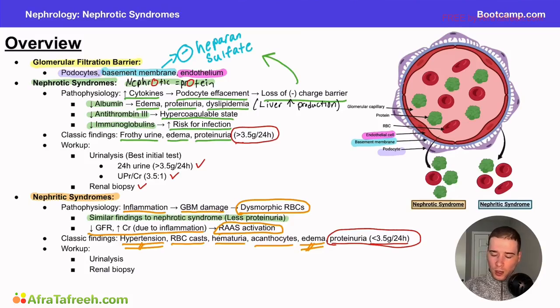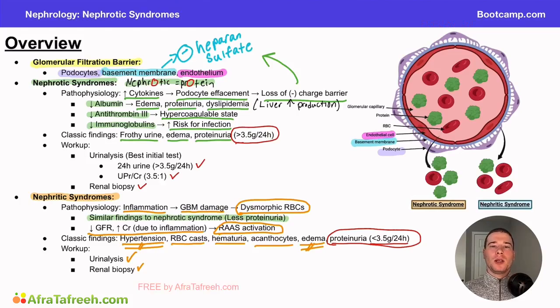And finally, the workup for this condition involves very similar things, such as a urinalysis, which is always going to be the best test. We want to do the least invasive, fastest thing, versus a renal biopsy. It's obviously going to be more invasive and potentially take quite a bit longer. So there you have it. There's a general overview of our nephrotic versus our nephritic syndrome.